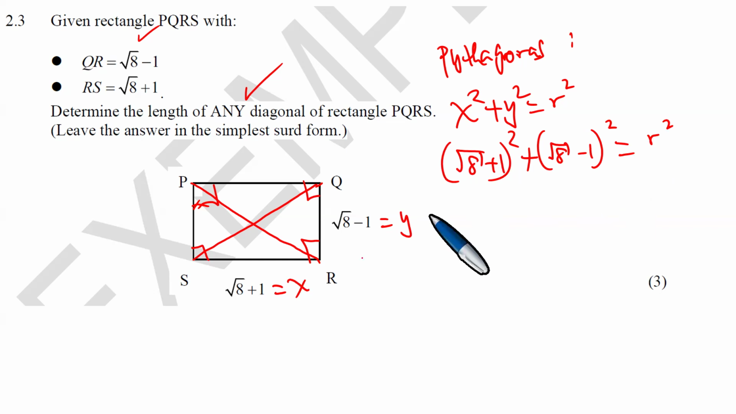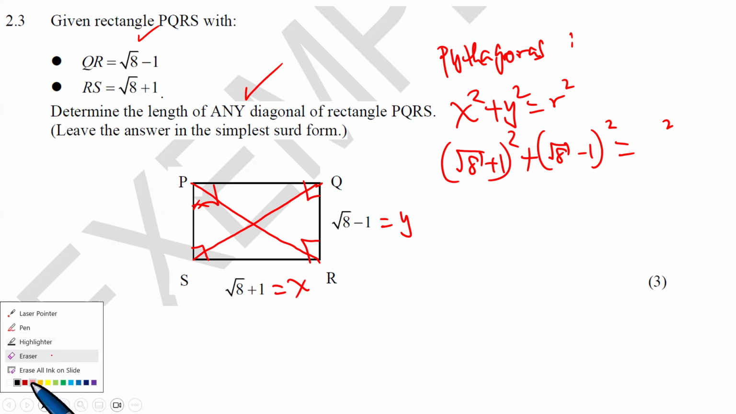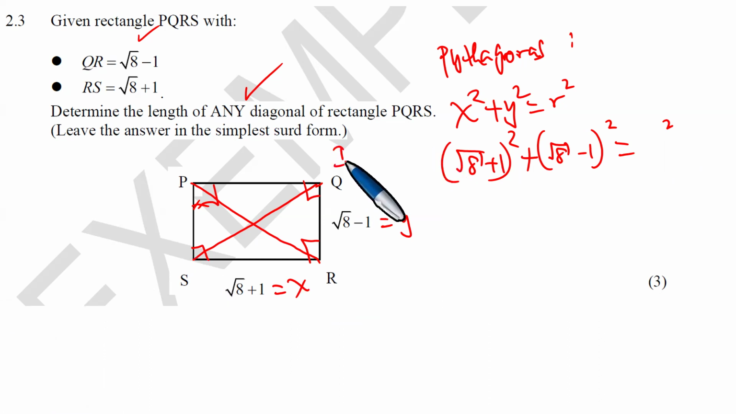And this r squared here, you can view it as a diagonal. What diagonal would that be if we confine ourselves to a specific triangle? Often in exams, it is very important to tell the examiner the triangle you choose to work in. So we're going to say in triangle QRS.